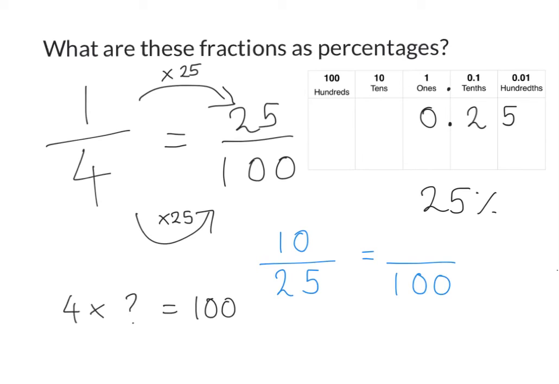And you should have been able to tell me that 25 multiplied by 4 is 100. So I'm going to do the same to my numerator, multiply that number by 4, which is going to be 40 hundredths. As a decimal, that is 0.4. And as a percentage, that's 40%. Super well done if you got that one correct.